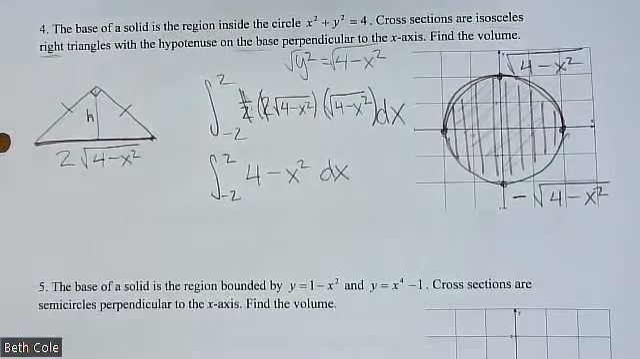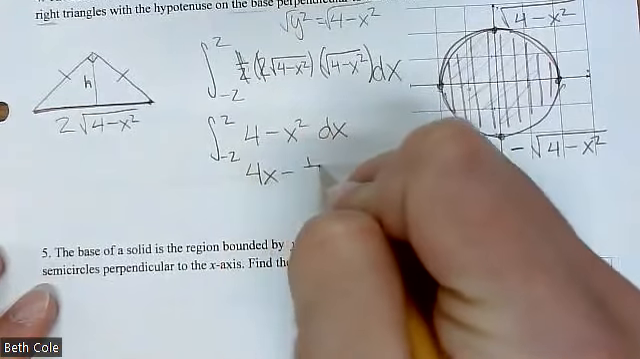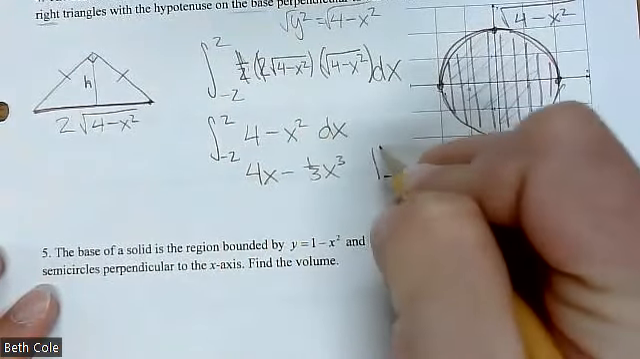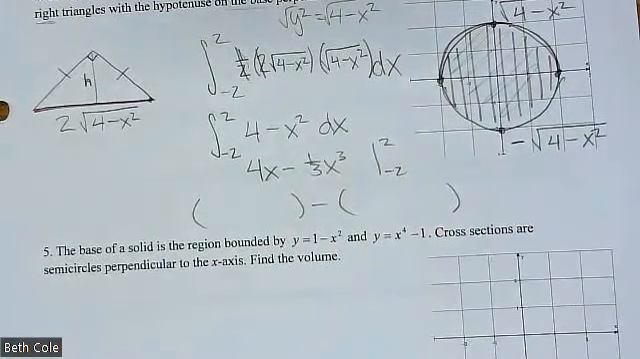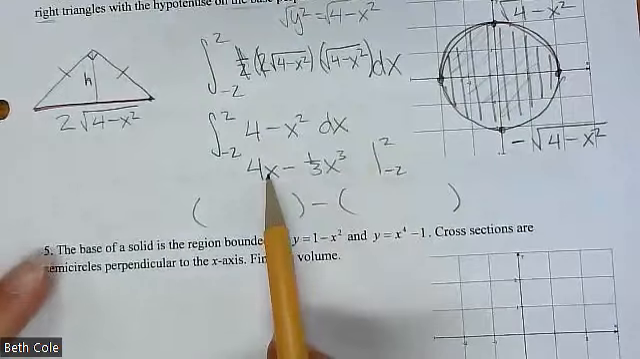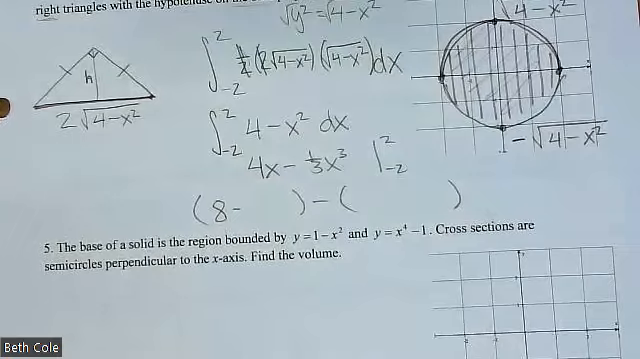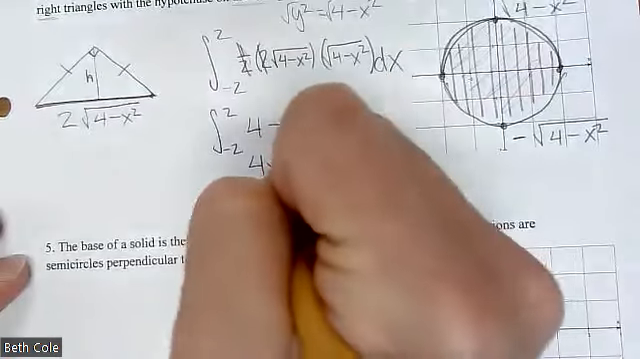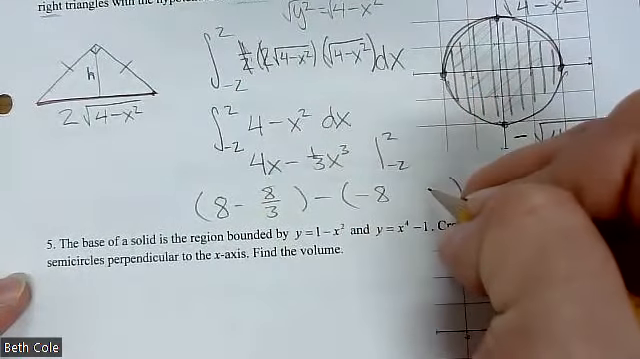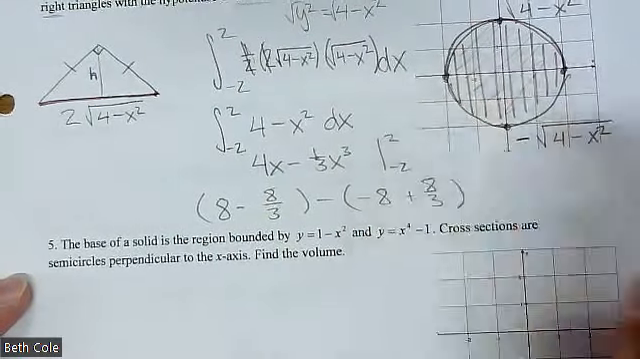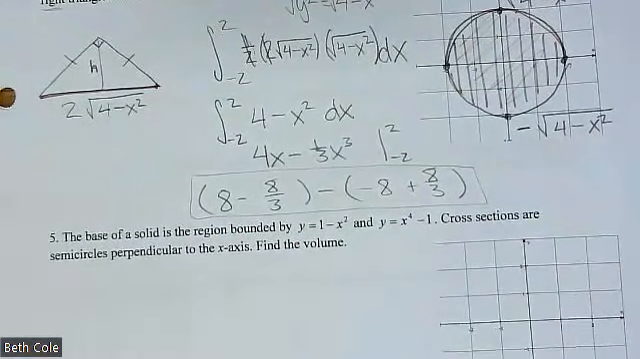Antiderivative, upper boundary minus lower boundary. So what's our antiderivative? Beautiful. Such that -2 to 2. So if you plug in 2, that'll be 8 minus 8/3. Good. And if you plug in -2, it'll be -8 plus 8/3. You could go through that and combine some of that stuff together, but for the sake of time here, we'll just leave it.